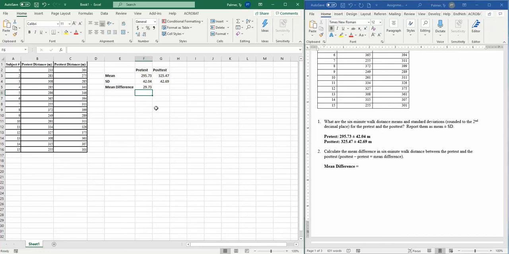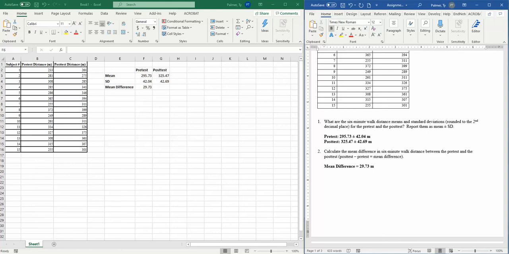If we need to, we can adjust our mean difference. It's good to have it rounded to two decimal places, just like we had for our means up above and standard deviations. Let's report this mean difference now down here in our assignment for question number 2, 29.73. And again, let's include our units, which is meters.